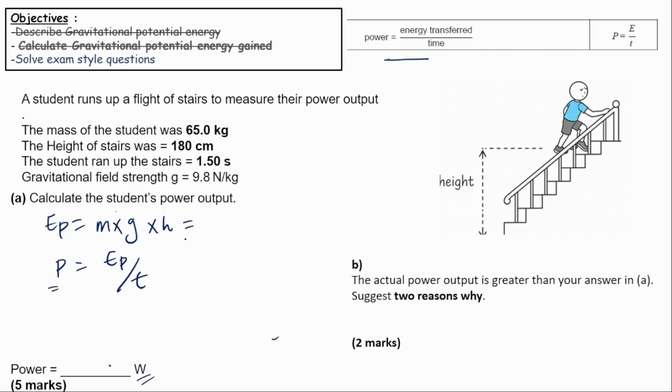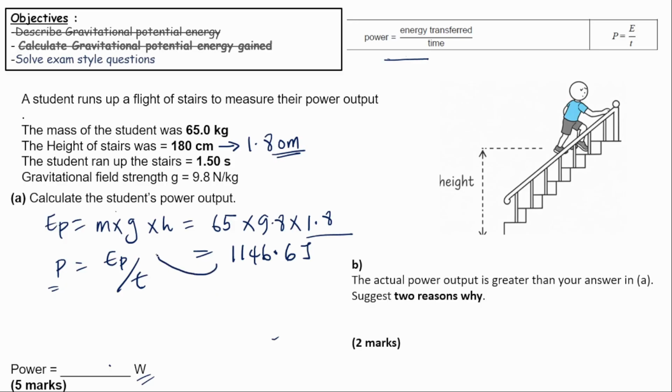So EP, which is our gravitational potential energy, is going to be equal to 65 multiplied by 9.8 multiplied by 1.8. Do not forget to convert this to meters. To convert from centimeters to meters, you divide by 100, and that gives us 1.8 meters. So I got this 1.8 here. This gives us 1,146.6 joules.